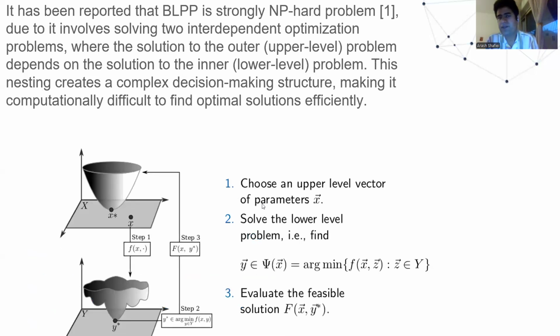Tri-level and bi-level optimization are NP-hard problems. They involve solving two independent optimization problems, where the solution to the outer or upper level problem depends on the solution to the inner or lower level problem. This nesting creates a complex decision-making structure, making it computationally difficult to find the optimal solution efficiently.